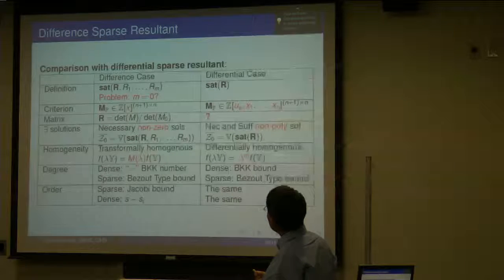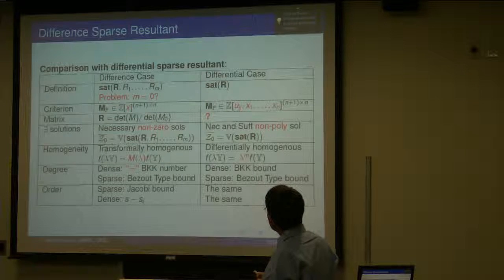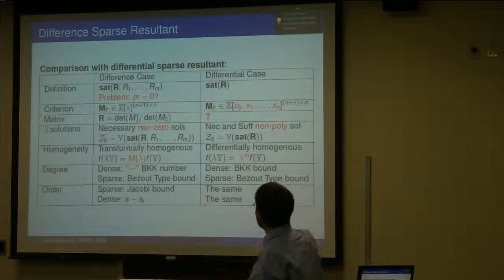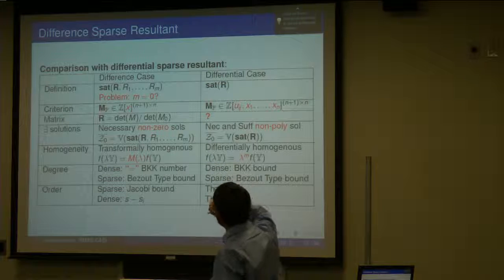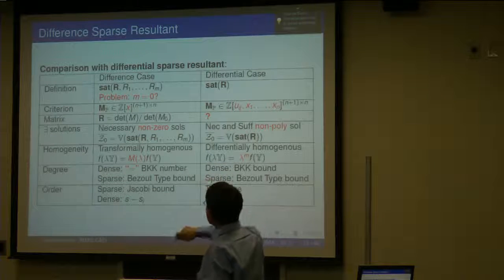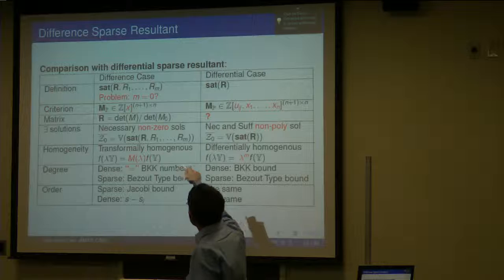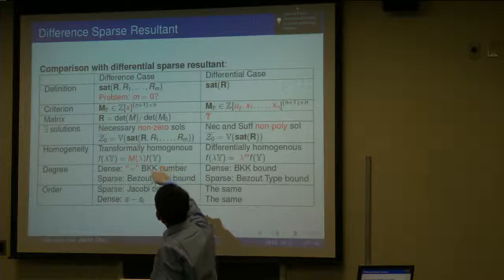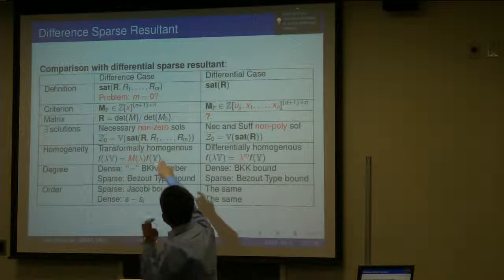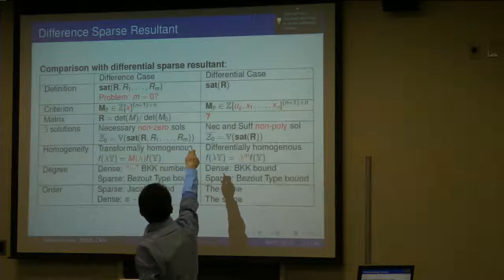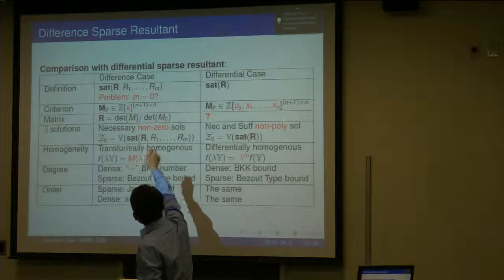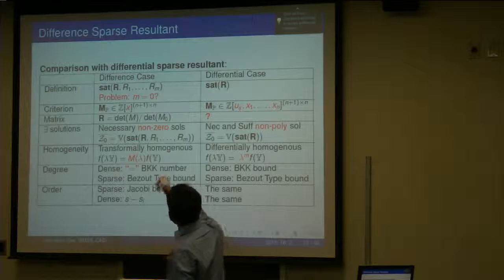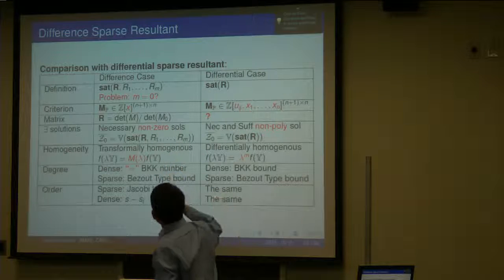For the difference case, we also worked something out. Here I put a table to compare the differential case and the difference case. For the difference case, sometimes it's simpler, sometimes it's difficult. For the first definition, it's difficult, because in the differential case we have one polynomial, but in the difference case, we might have more than one polynomial. We guess it's one, but we cannot prove it.